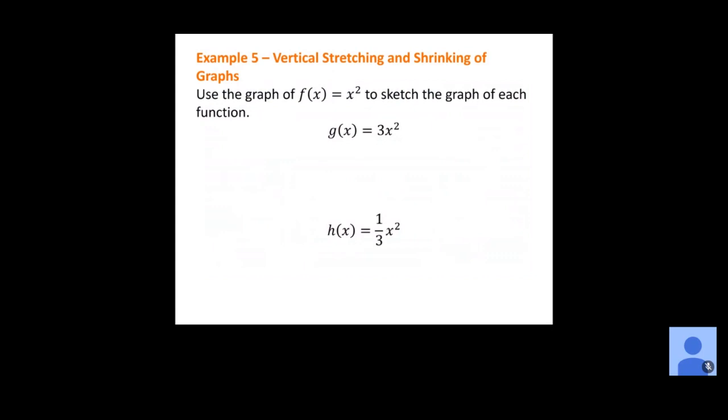Okay, let's take a look here. So again, we're using the parent function x squared. I'm going to describe what type of transformation we've got, and then we'll sketch the graph. So what type of transformation would we have for 3x squared this time?